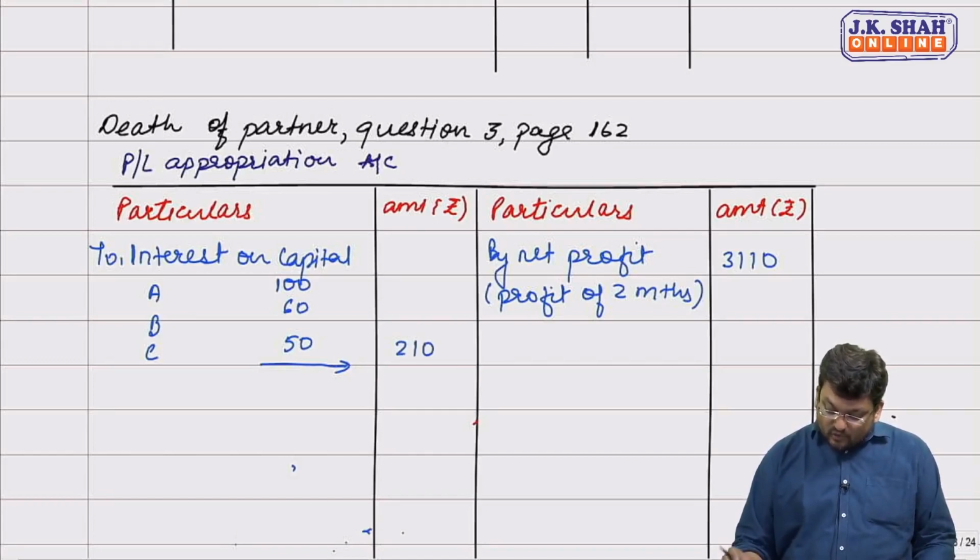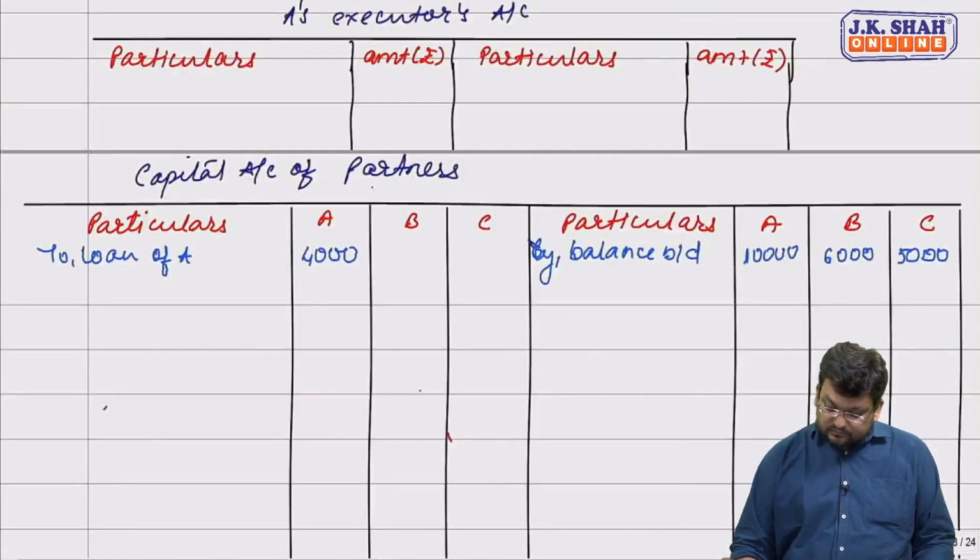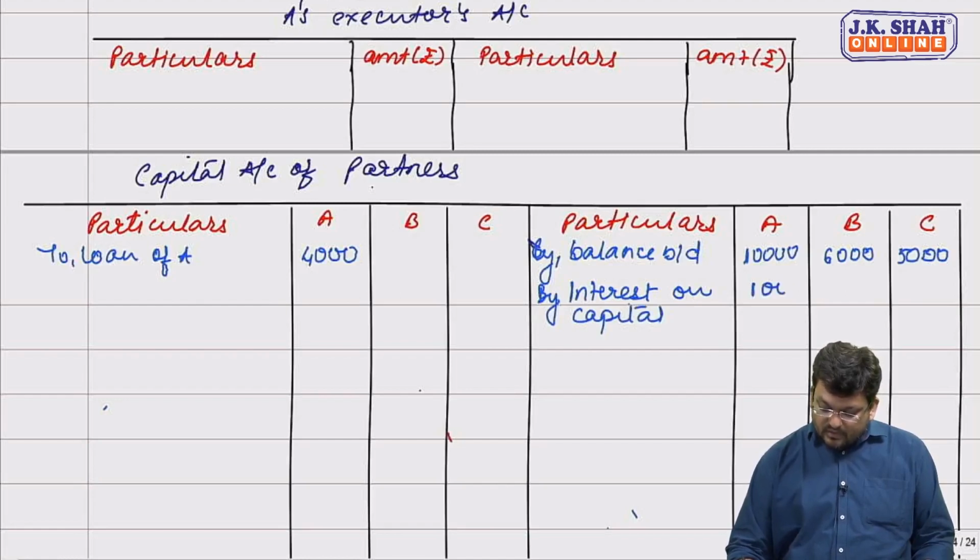Interest on capital will also be credited to their capital accounts. By interest on capital, 100, 60 and 50, correct? Yes sir.